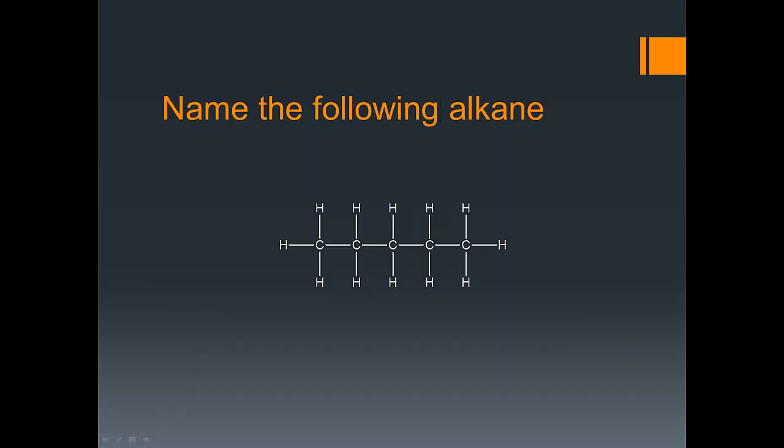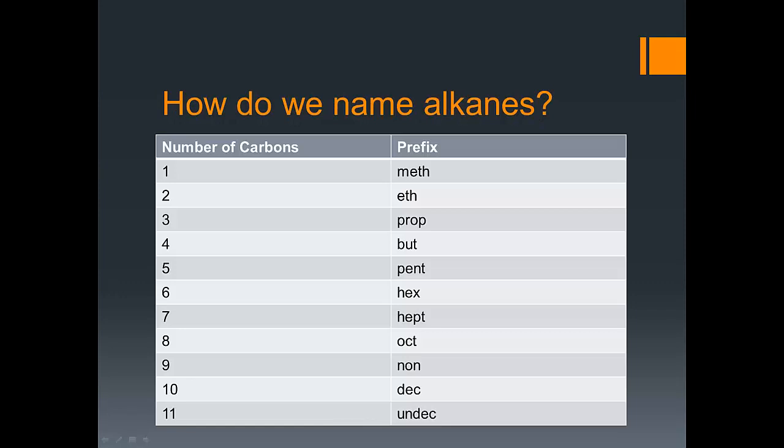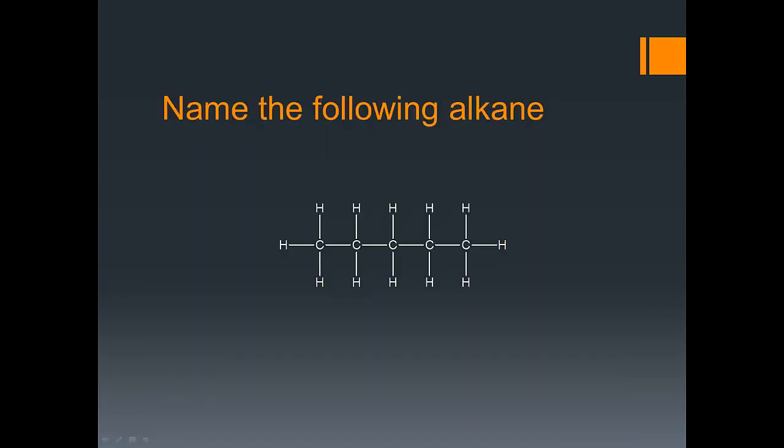So for example, name the following alkane. Well, let's count our carbons in our longest carbon chain. We've got 1, 2, 3, 4, 5 carbons in a chain. So 5, I'm just going to go back a slide now. 5 was pent. So this will be pentane. Now let's check the answer. Is this pentane? It is. So we've named our alkane. We've named our organic molecule. This is pentane.